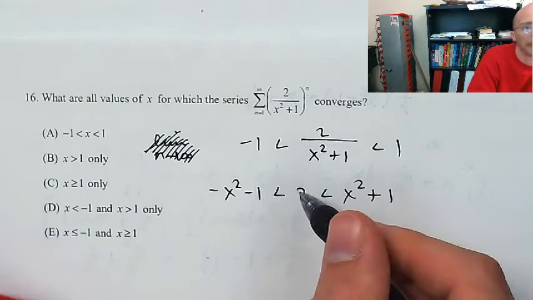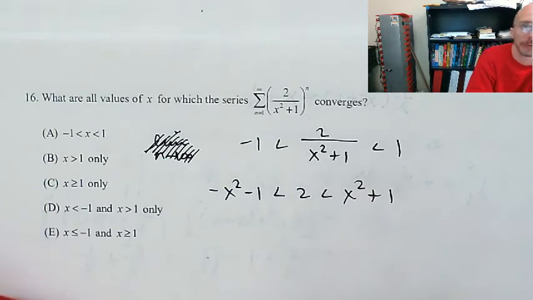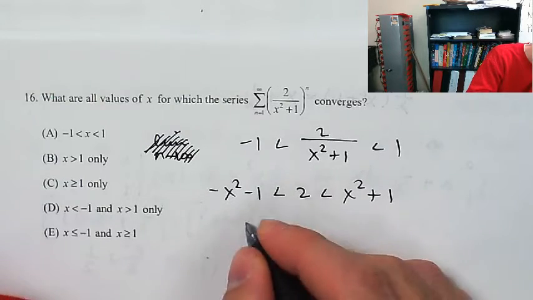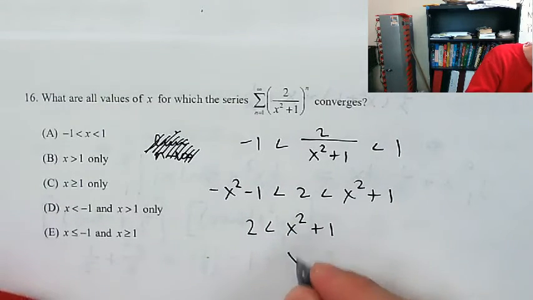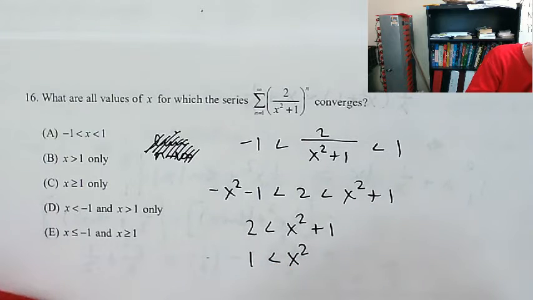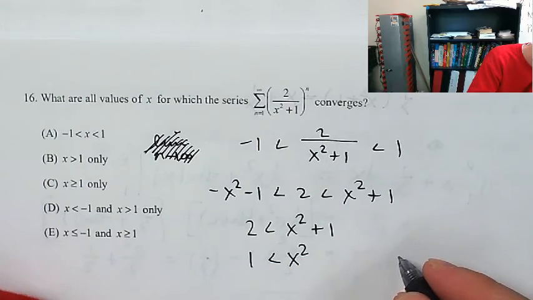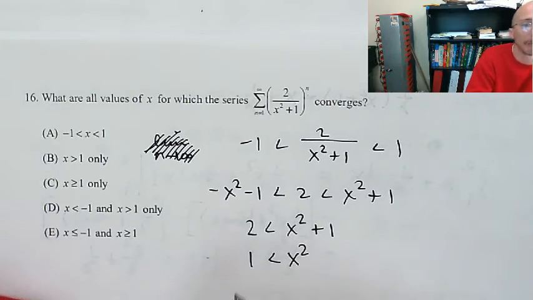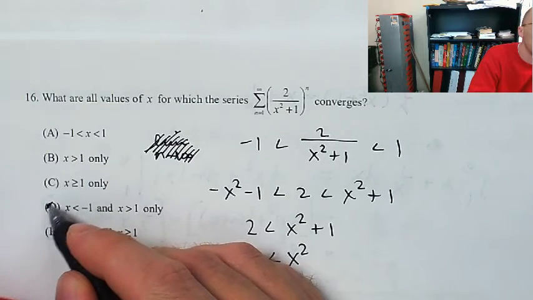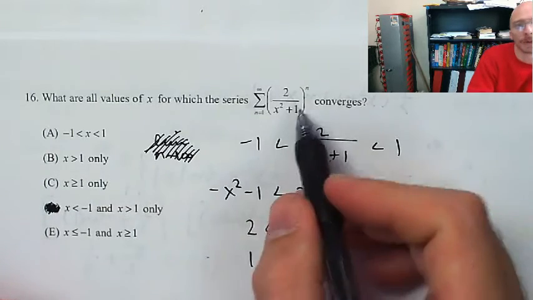So this isn't telling you anything. Of course, negative x squared minus 1 is always less than 2. It can't not be if x is a real number. So now I've got 2 less than x squared plus 1, x squared greater than 1. Yeah, so if x squared was bigger than 1, then x could be bigger than 1, or x could be more negative than -1. And so it would be these.